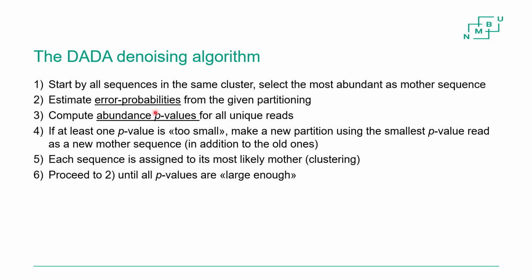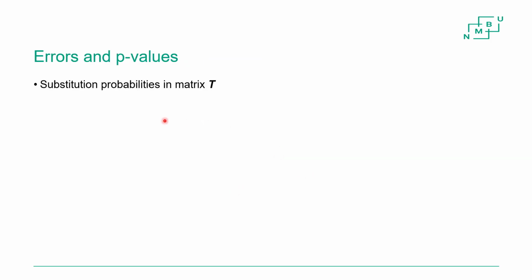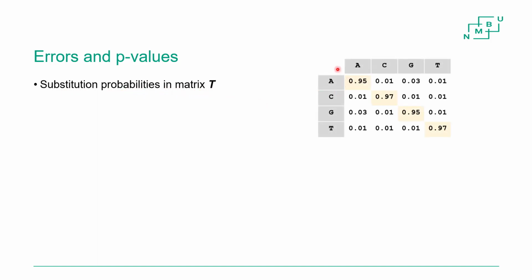So what are these p-values? Let's have a small look at the details here, but we are not really digging into the deep details. First of all, substitution probabilities. What is that? Well, we typically arrange them in a matrix like this, where the rows are where we come from and the columns are where we go to. Example, the mother sequence looks like this. This is very short though, right?